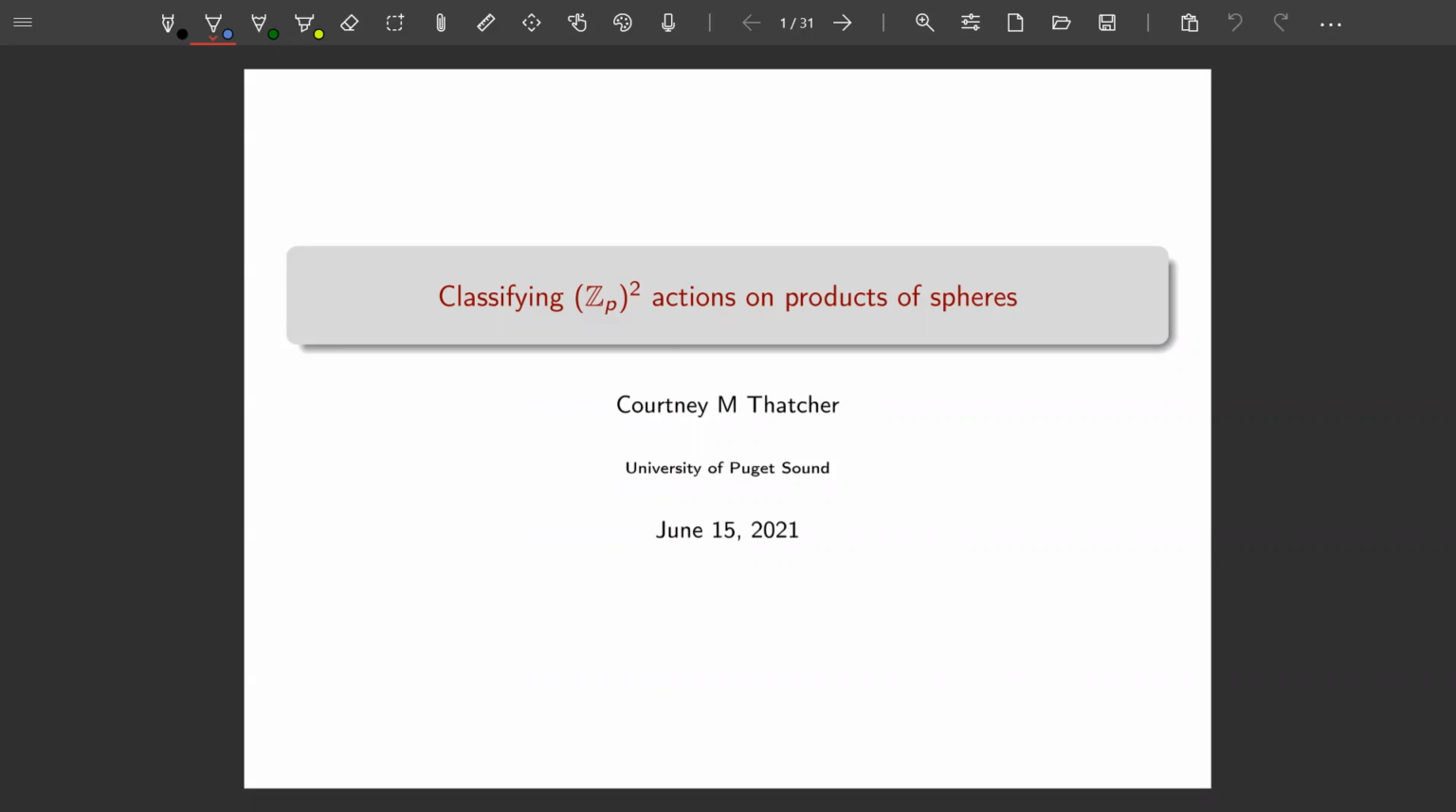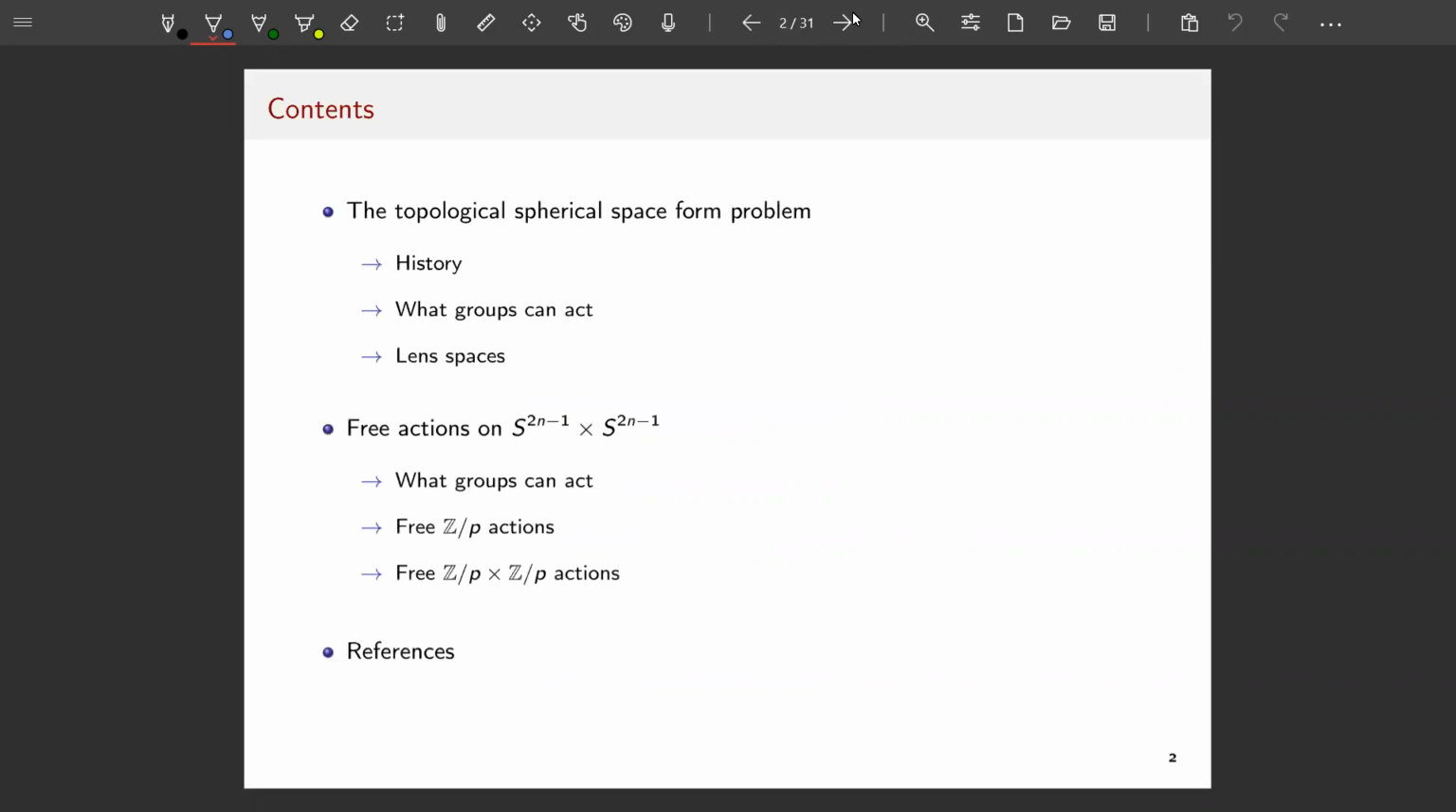Hopefully everybody can see the slides okay. So just briefly, the contents of the talk. I want to start with some history because I think it's a really interesting, rich problem, and it gives a lot of context for why we're doing what we're doing.